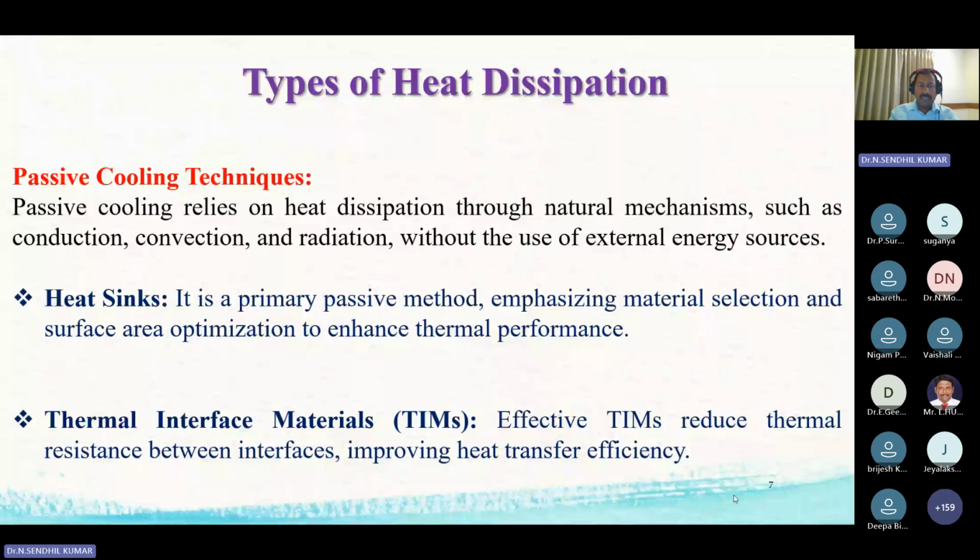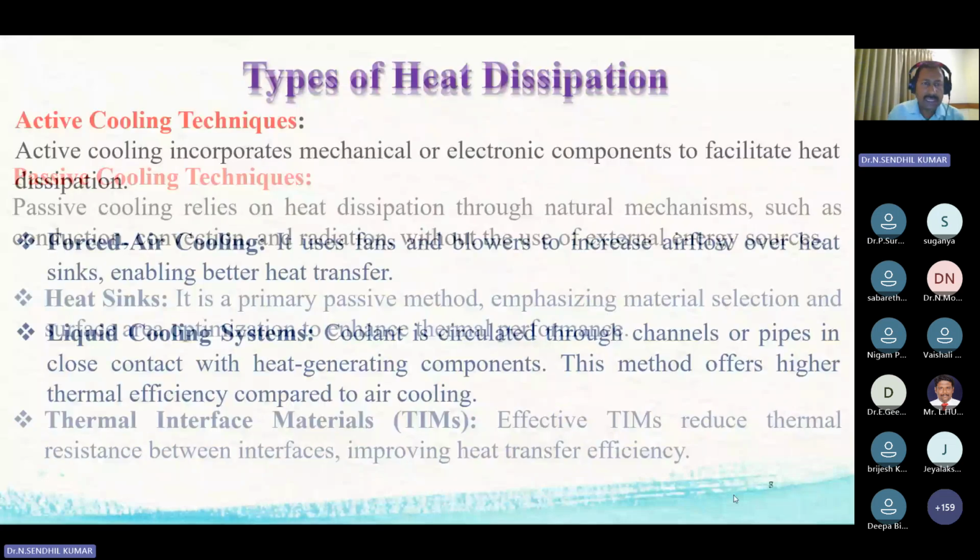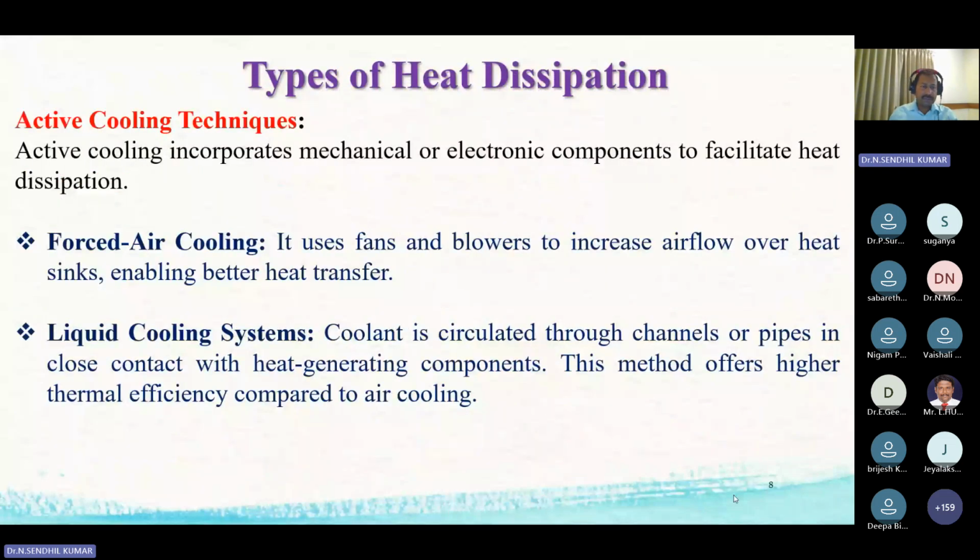One of the things is passive cooling. The second thing is active cooling techniques. Active cooling means, if you see here, forced air cooling and liquid cooling systems. Forced air cooling means here we have to spend some energy, some power. Say for example, in a computer CPU, at the backside you can see the fan. That fan takes the power from the system itself. So some additional power is required to operate this. That's why it's called forced air cooling. That is, air is forced by means of fans or blowers to remove the heat effectively.